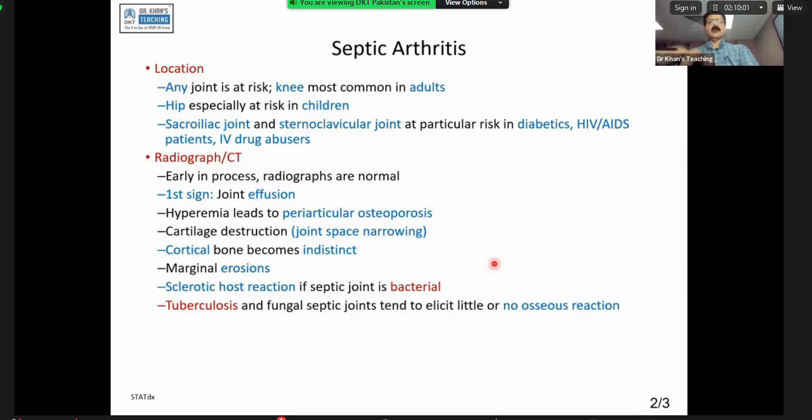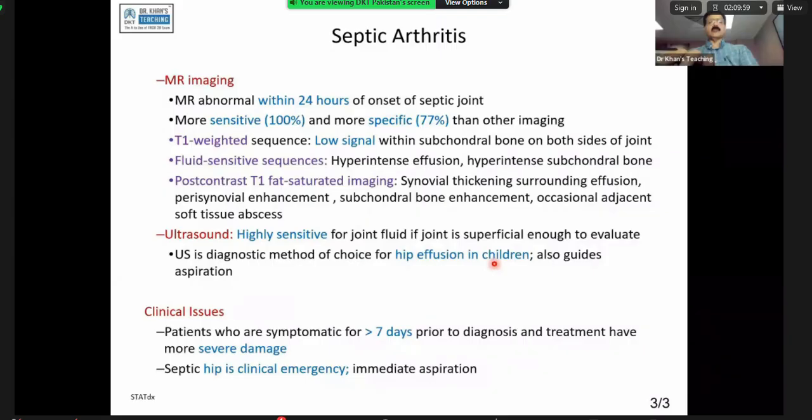Here we will skip this. The key point for the exam is this one: ultrasound. Highly sensitive. Ultrasound is the diagnostic method of choice for hip effusion, and also guides aspiration, and they will ask this again and again. So we consider it a medical emergency. Remember that.